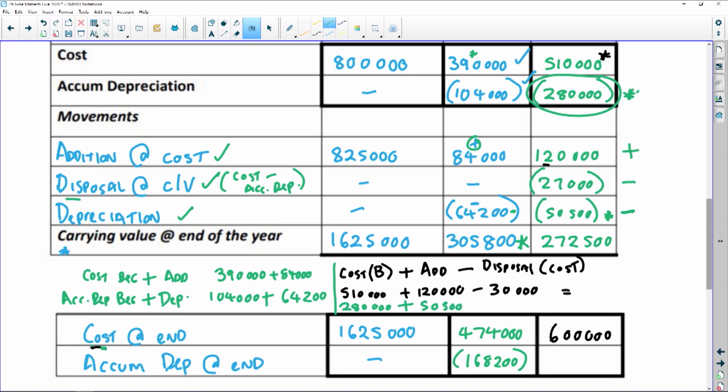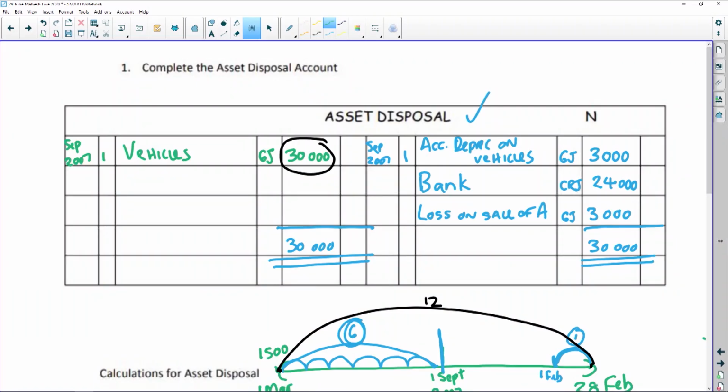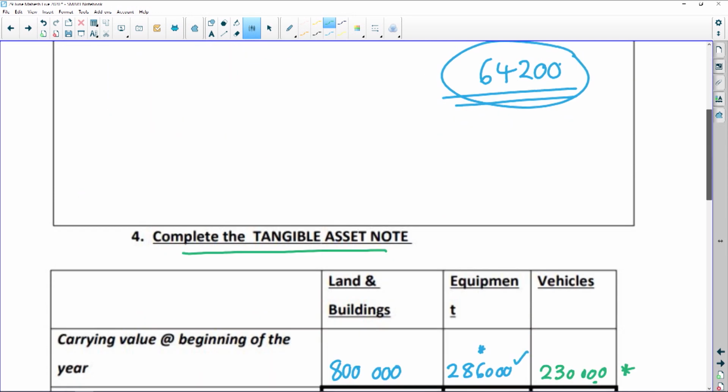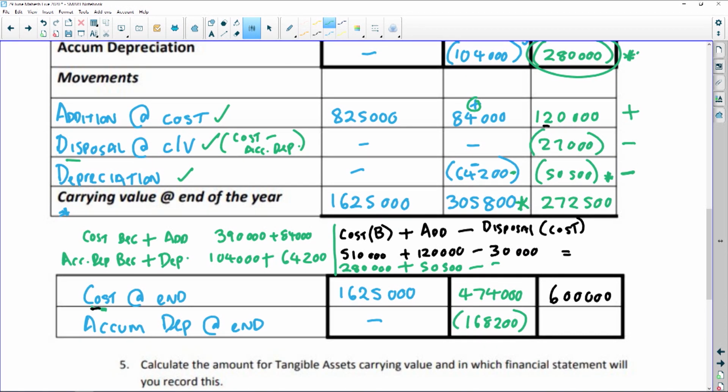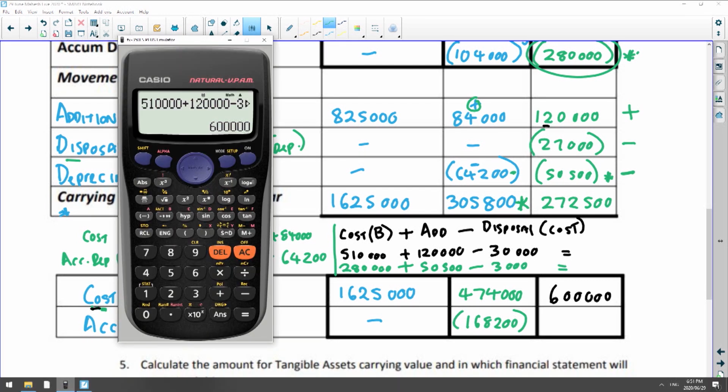And I now need to subtract the amount that I transferred to asset disposal. I'm going to say that one more time: I'm going to minus the amount I transferred to asset disposal, the accumulated depreciation. So let's go back. Remember, this was the amount that you transferred, the total accumulated depreciation on disposal, which is 3,000. So we're now going to minus the 3,000. Okay, and that gives us accumulated depreciation at the end of the year.